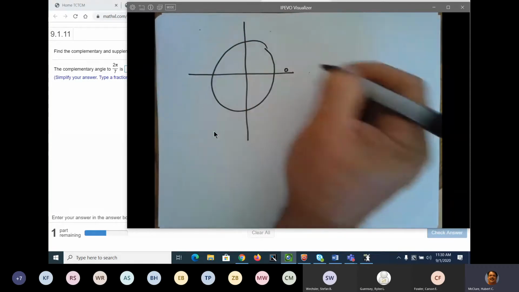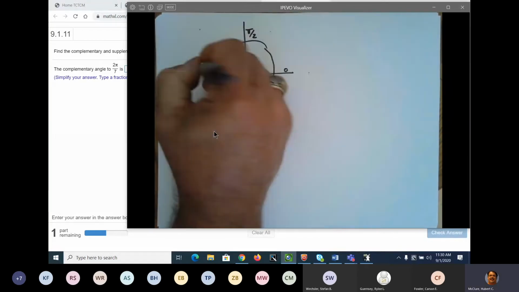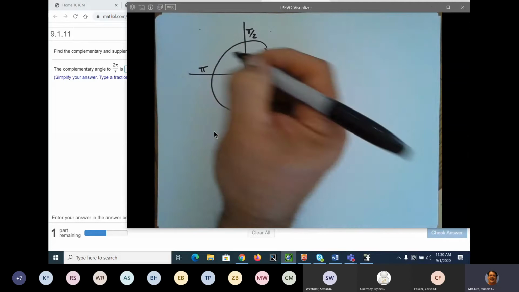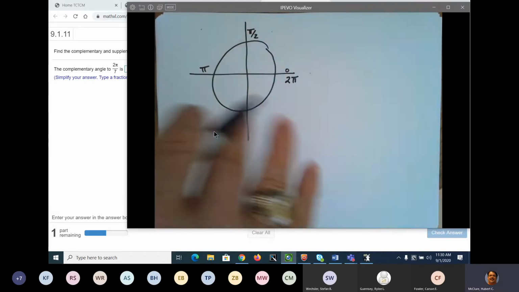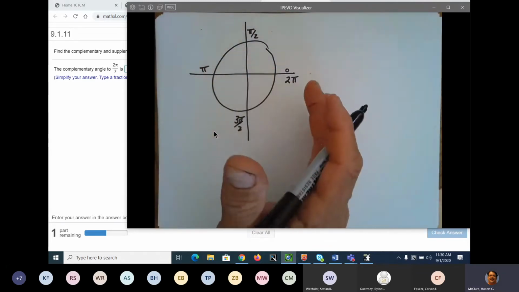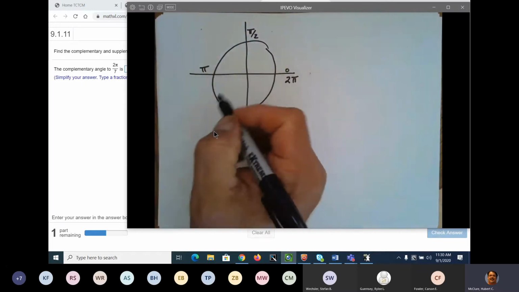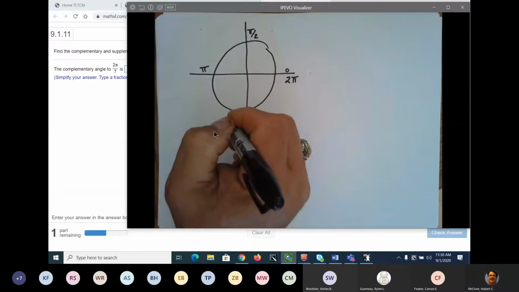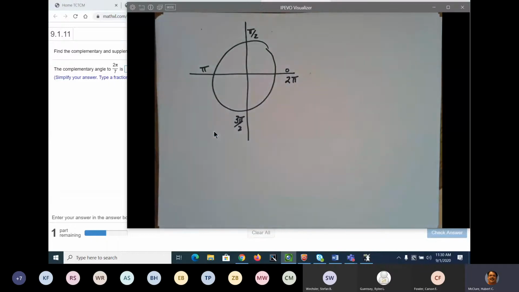This is 0. This is pi over 2. This is pi. This is 3 pi over 2. And this is 2 pi. Everybody with me? Okay, so we're going to learn this a little bit later, so it's not like you have to learn it right now, because I'm going to show you another way to do it, but this is how you do it.